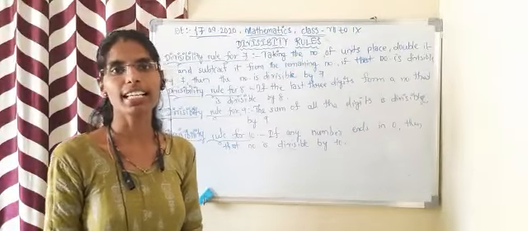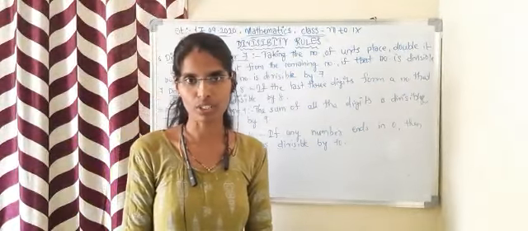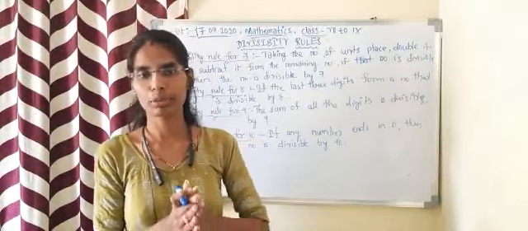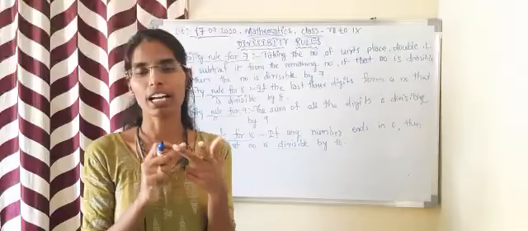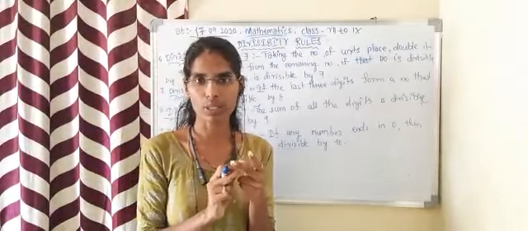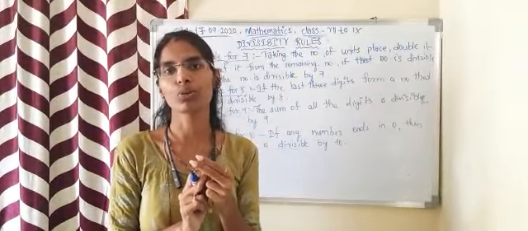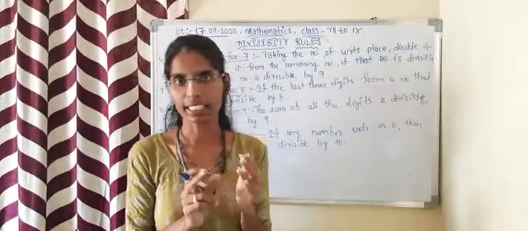Hello everyone. In our last class we learned about divisibility rules, and in particular we learned the divisibility rules for 2, 3, 4, 5 and 6. In today's class we will be learning about the divisibility rules for 7, 8, 9 and 10.